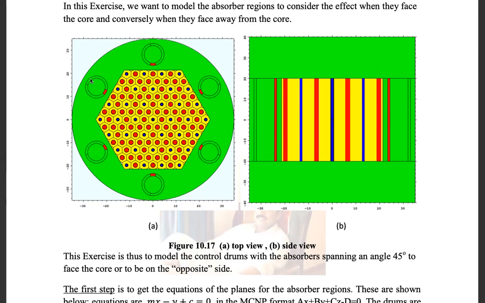Now, here you see rods, control rods, which can be rotated. So if you don't want a lot of absorption, you can take this rod back. So these are B4C, boron carbide rods.